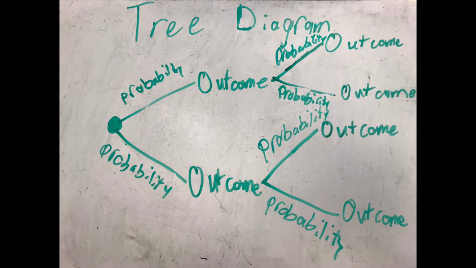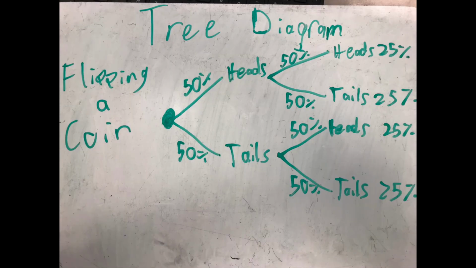In order to understand tree diagrams, I'll be using an example of flipping a coin twice, where the possible outcomes are heads-heads, heads-tails, tails-heads, and tails-tails. At the starting point, we flip the coin first, and there's a 50% chance for heads and a 50% chance for tails. Based on that outcome, we flip the coin again, and now we have another branch of heads and tails for the heads tree and heads and tails for the tails tree.